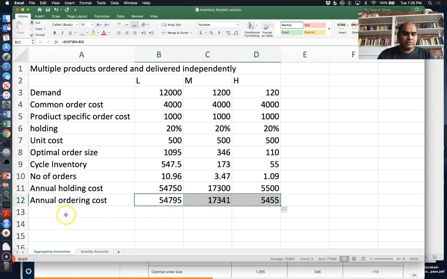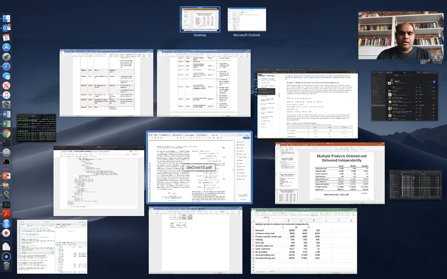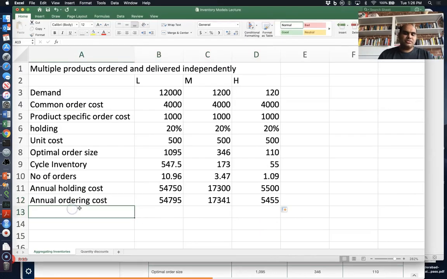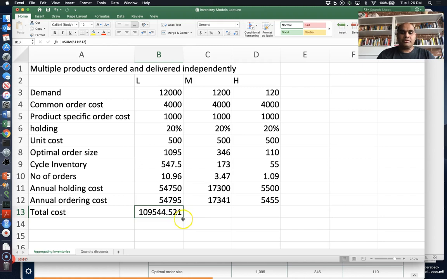So the total cost. So let me see. Did they also calculate the annual holding cost, ordering cost? Okay. Yeah, I guess they just added those two numbers. So we are not including the material cost here. We'll just calculate the total. Because material cost is fixed and doesn't depend upon order quantity, we can leave that aside for the time being. But when we do quantity discount models later on, we will absolutely talk about that.